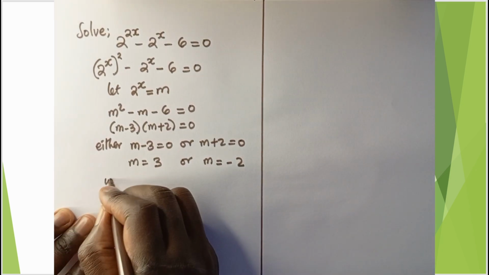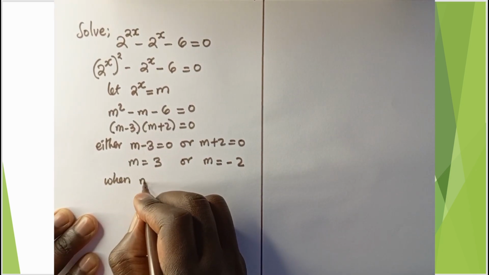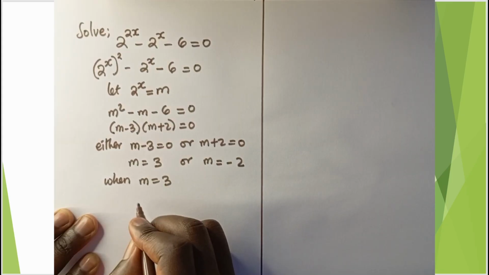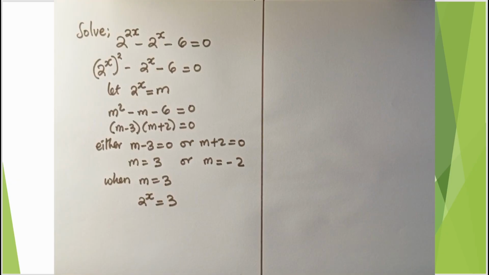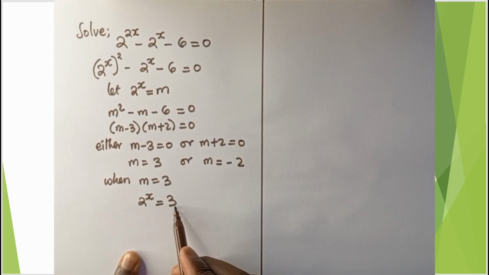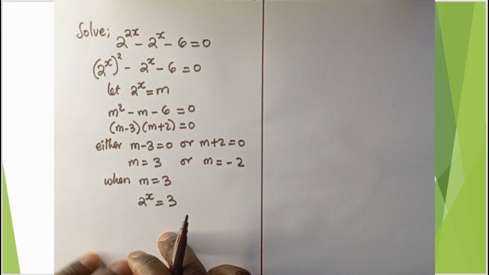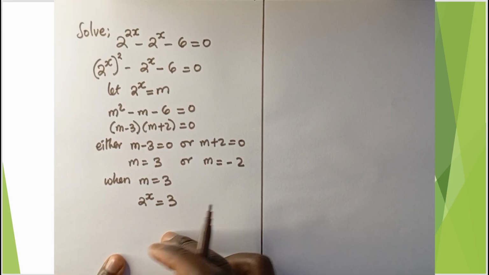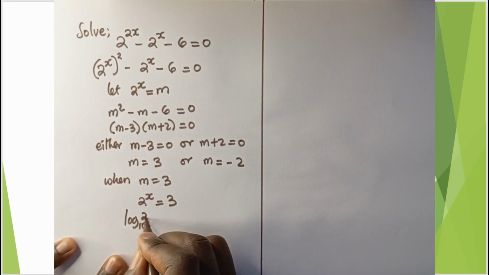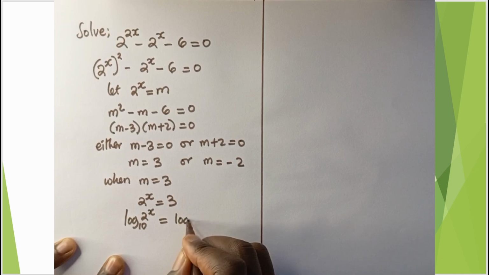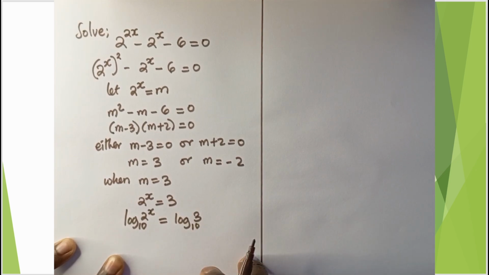Now after that, we have obtained the value of m. Therefore, when m is equal to 3, it means 2 to power x is equal to 3. Now this is where our previous example is helping you. If you clearly see, the bases are not the same. If the bases are not the same, it means we are to use logarithms. So what would you take? In this case, we are going to apply log base 10 on both sides. So we say log base 10 of 2 power x is equal to log base 10 of 3.